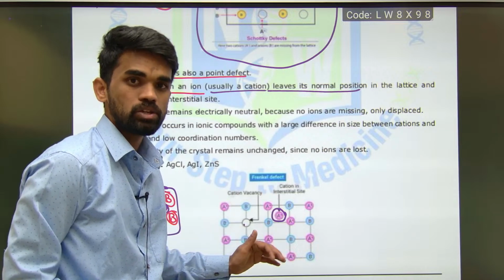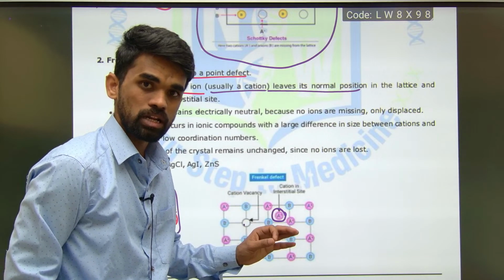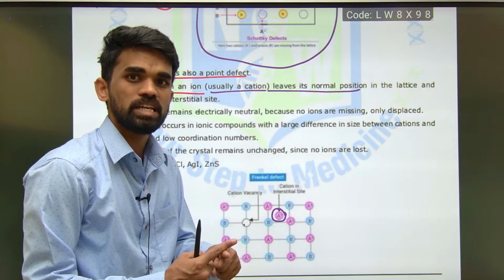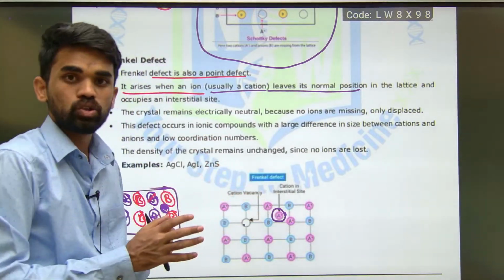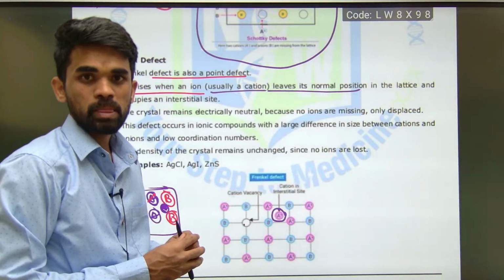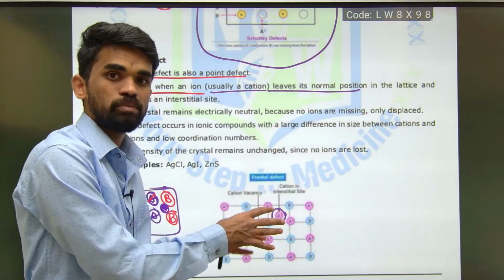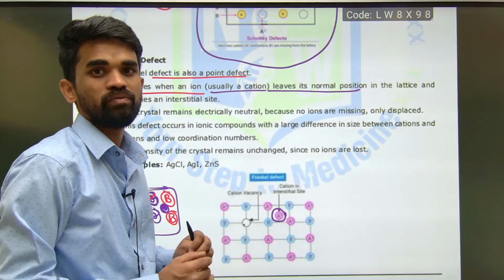Some ions will miss from their original sites and occupy interstitial sites. So overall the crystal will be neutral, and there is no change in the density also, because atoms are not removed out of the crystal. They are still in the crystal, but in some other position. That's why density also remains the same before and after the defect.